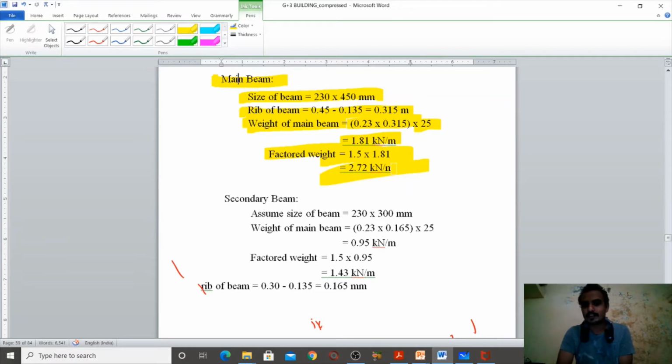Multiply by 1.5, 2.72 kilonewton per meter. Now we found the main beam load. We have to find out the secondary beam load. What is the secondary beam here?